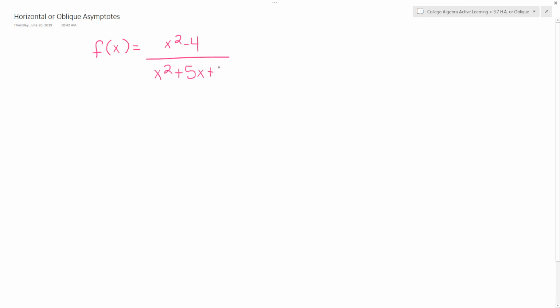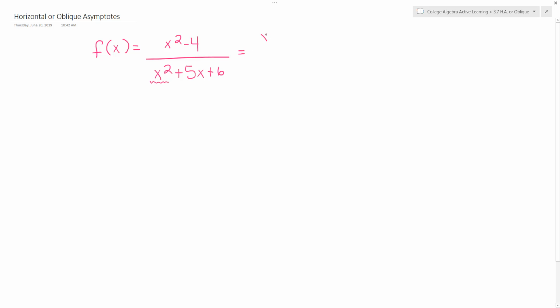In order to determine the horizontal asymptote, what we need to do first is look at both the numerator and the denominator and look for the highest power of x that we see. And we can see that the highest power of x is degree 2. So the way we would handle that is we would take every single term in our function and divide it by that highest power of x. So in this case, x squared.